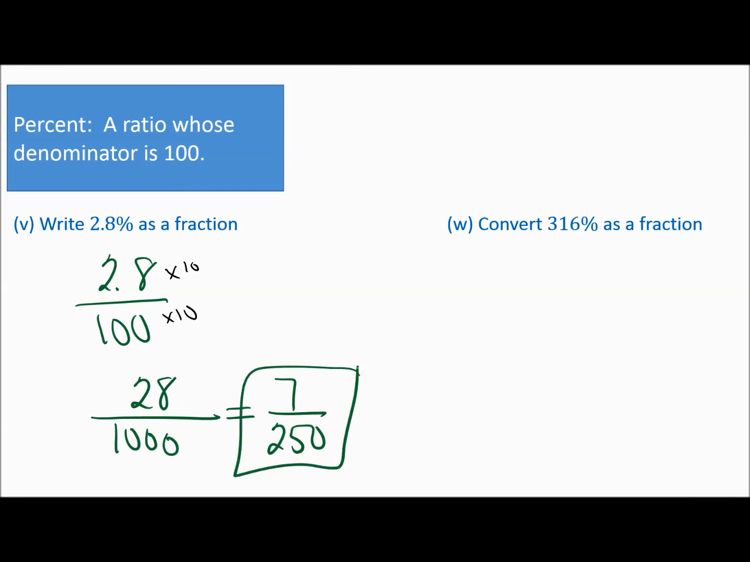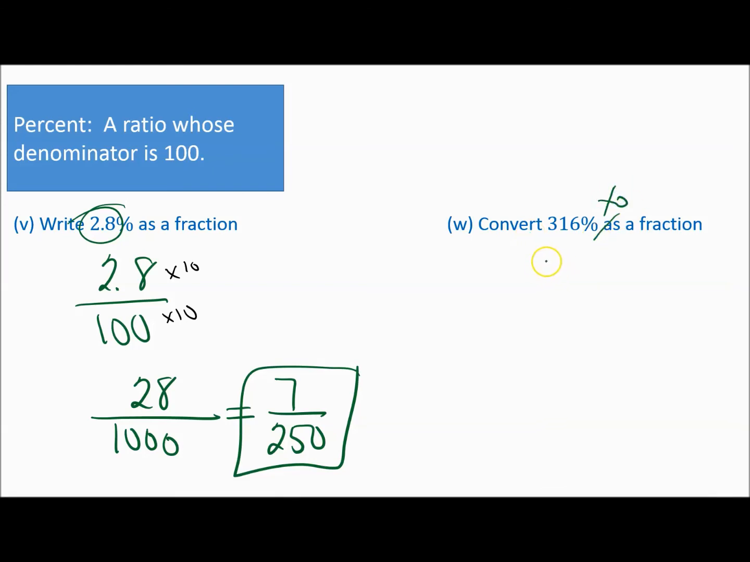More than you thought you were getting into, isn't it? So again, you have a decimal as your percent. You put it over 100. But to get rid of the decimal, you might have to multiply by 10 or even 100 or even 1,000, depending on what place that's in. Then you reduce.